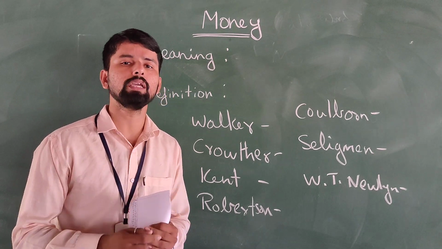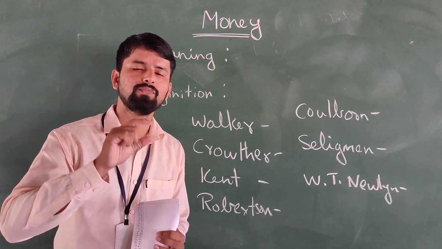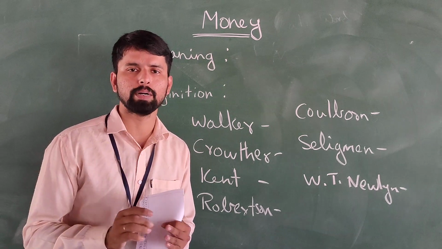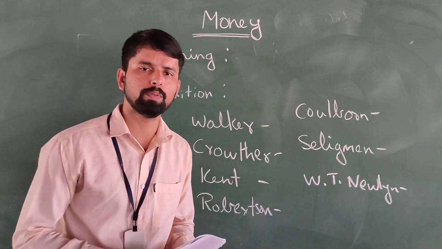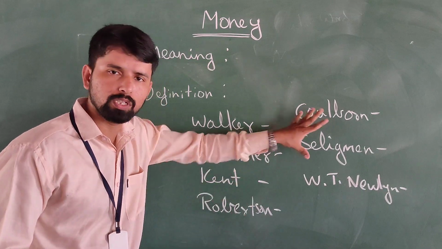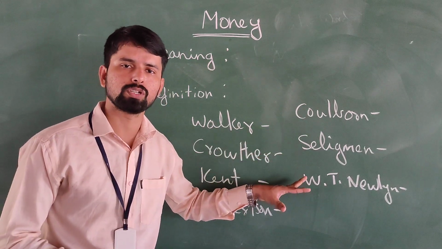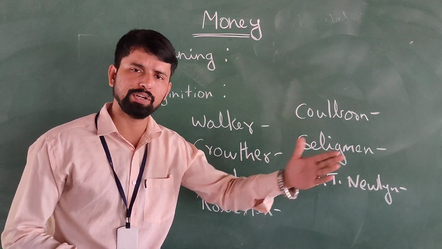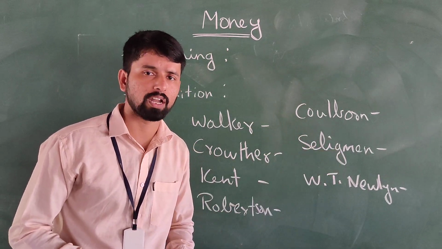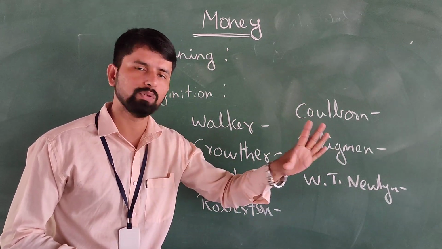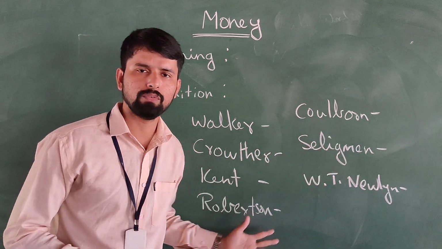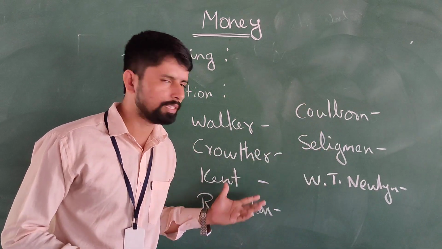So in the next topic we will discuss the general functions of money, using the terms given by these economists. There are primary, secondary, contingent and other functions. All those functions use the terms which are given by these economists.